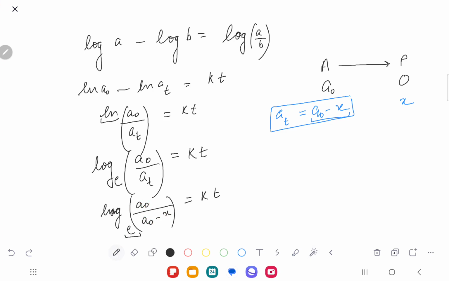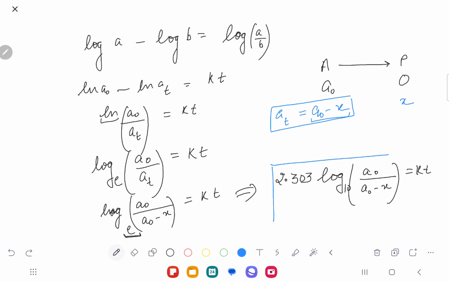So how do I convert from base E to base 10? I'm going to multiply with 2.303 times log to the base 10 of A naught over A naught minus X, and that shall be KT. Understood or not? So this is going to be my expression. I hope you're understanding the basic concept right here.